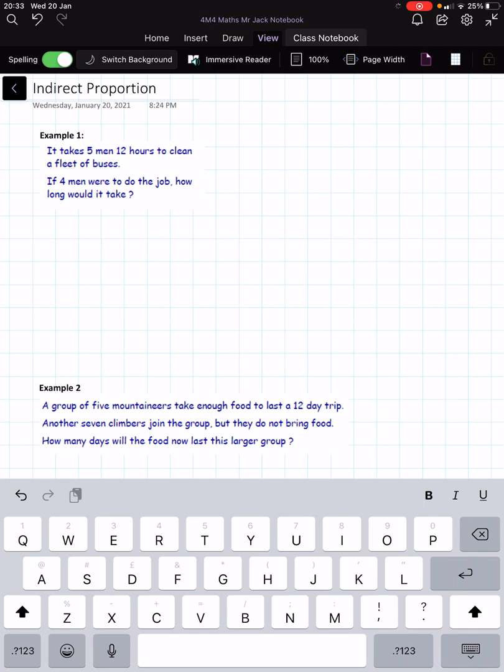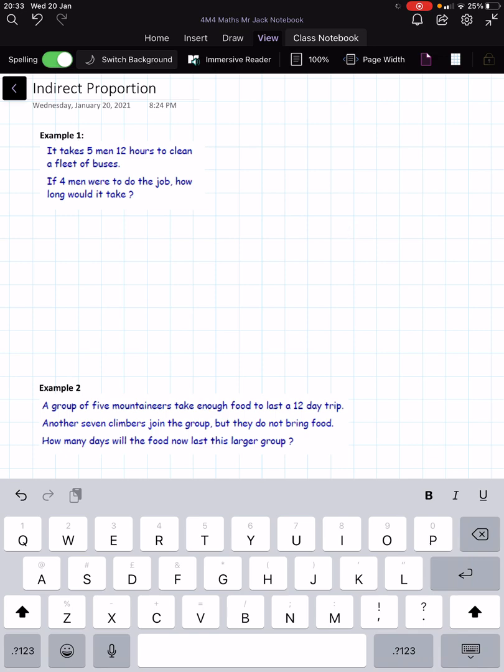If you work for an hour and you get paid £10, if you work for 2 hours, you'll get paid 20. If you work for 3 hours, you'll get paid 30, and so on. So that's direct proportion, where one thing goes up, so does the other. The opposite is, of course, true. Sometimes you have an example where as one quantity goes up, the other quantity goes down.